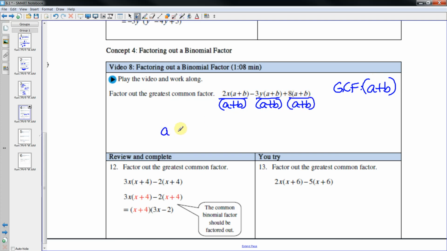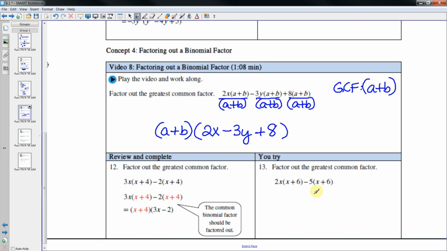So I've always put the GCF in the front, so a plus b goes in the front, and then whatever's left over is going to go in my second parentheses. Well, if I take out a plus b from that term, I'm going to have a 2x left. If I take a plus b out of the middle term, I'm going to have minus 3y left. And if I take out a plus b from the last term, I'm going to have a plus 8. So that's kind of what that looks like.